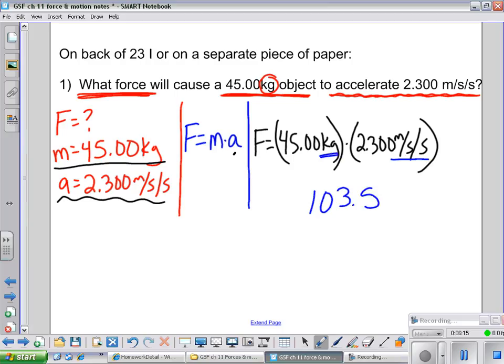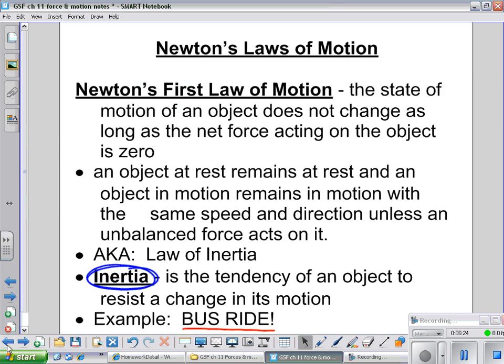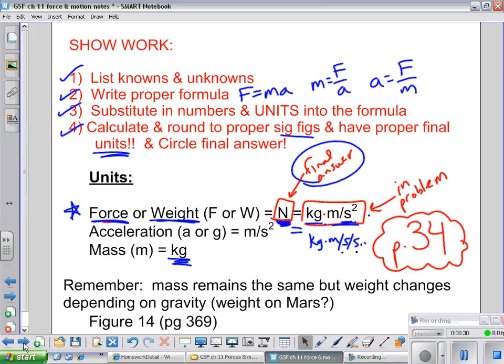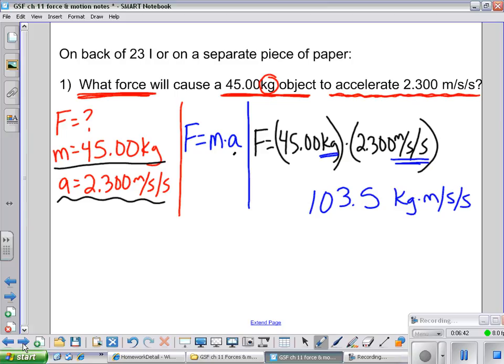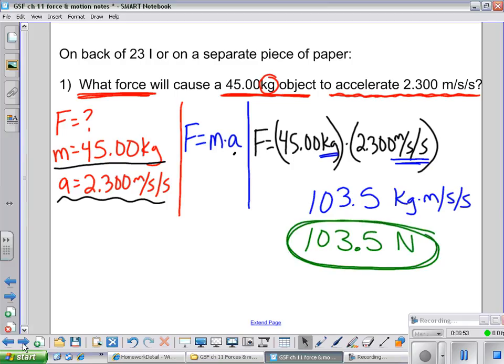Now I have kilograms times meters per second per second. And if you look back in your notes, you remember from before, I told you guys that a kilogram times a meter per second per second is the same thing as a Newton. So for your final answer, you're going to use Newtons, and I'll show you in a second how you're going to use this in a problem. So we'll flip back here. Instead of kilograms times meters per second per second, we're going to write 103.5 Newtons. So that's your final answer. You don't want to leave it like this. You want to write that it is a Newton.